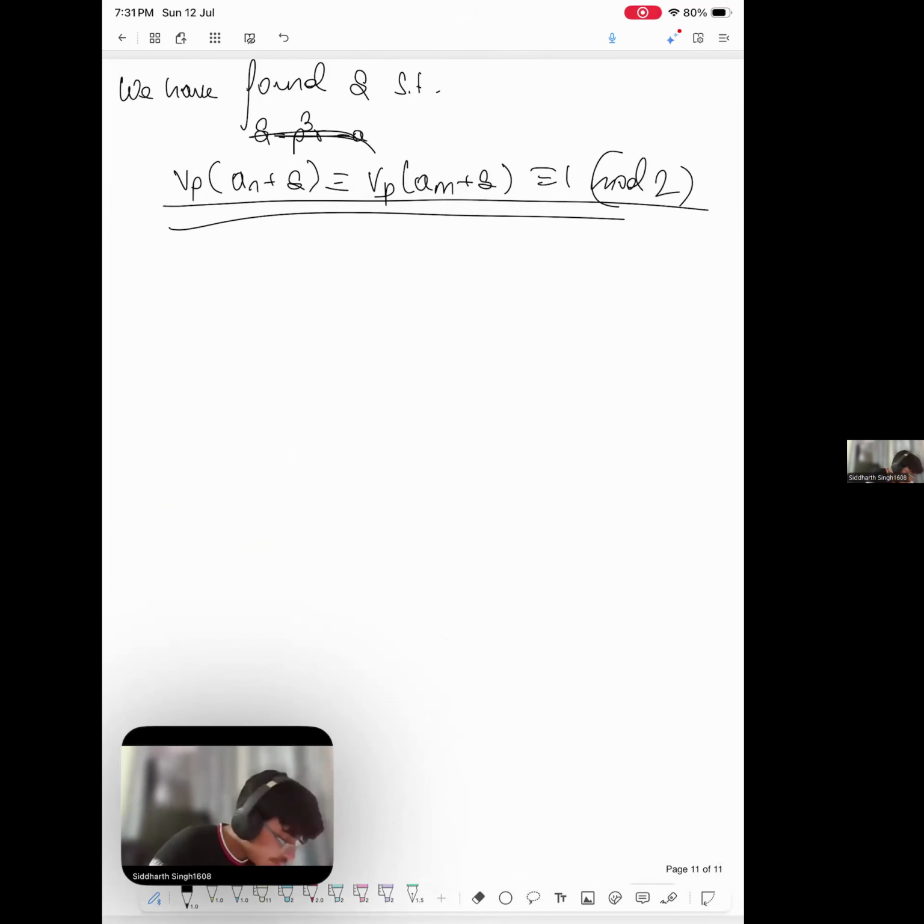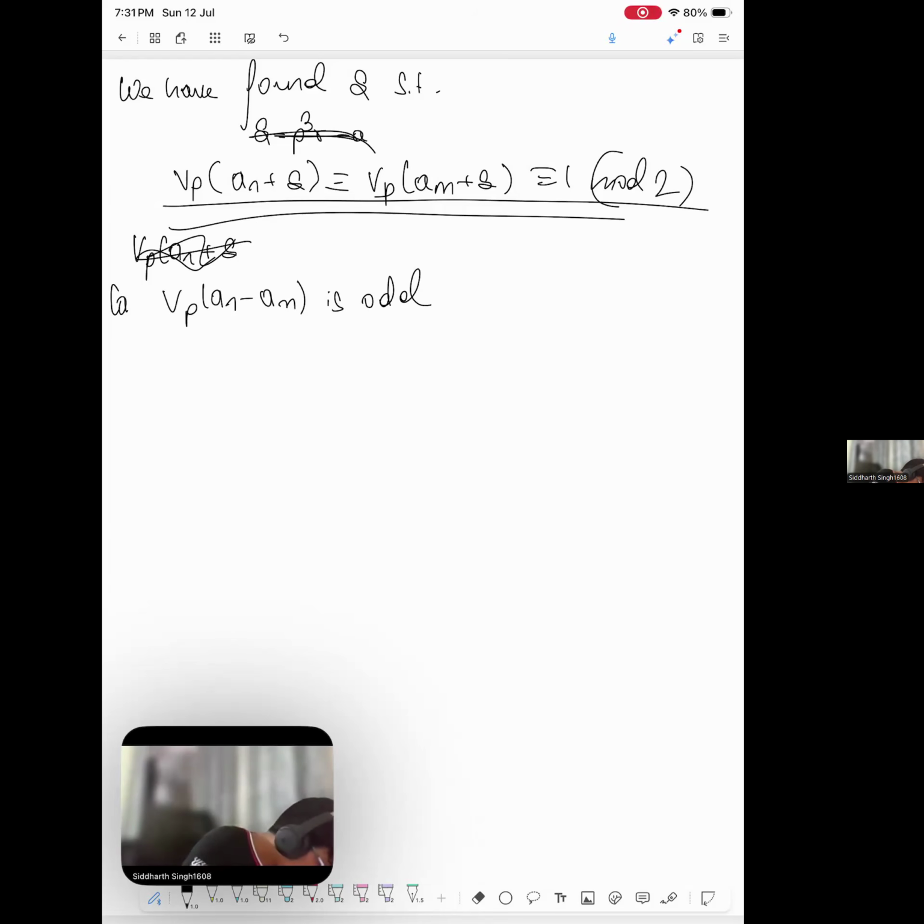Now, what if VP of AN minus AM is odd? This is the second case, by the way. What if VP of AN minus AM is odd, but it's not equal to 1?